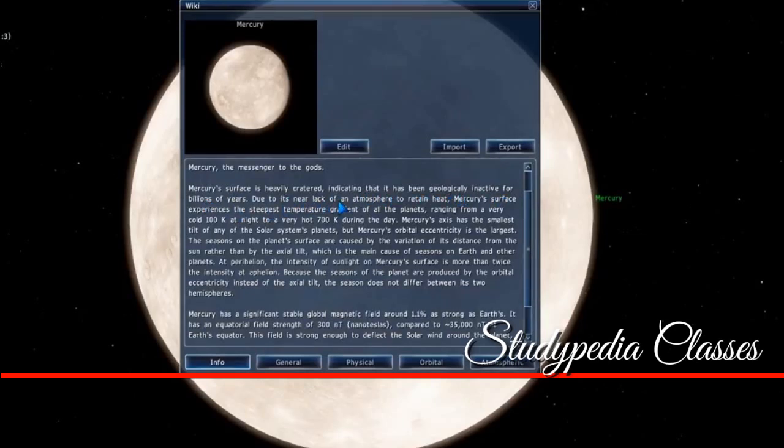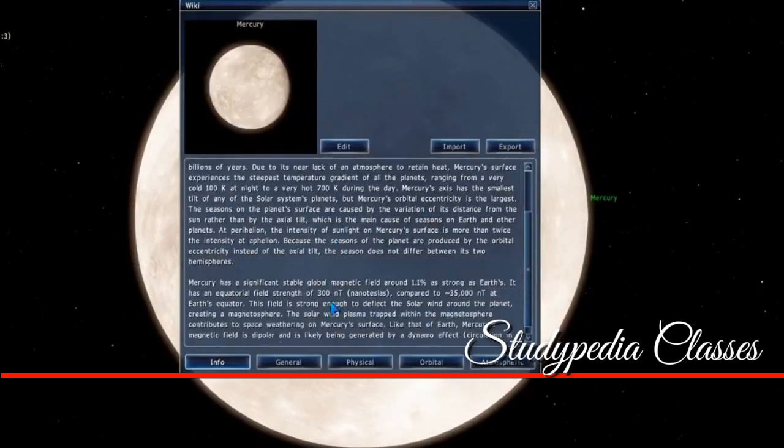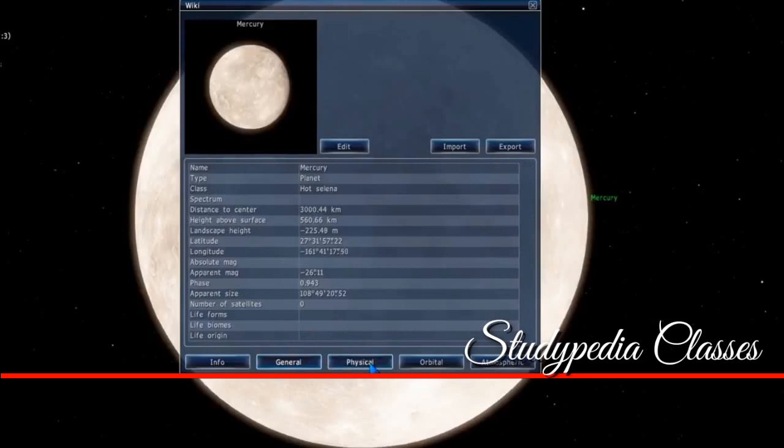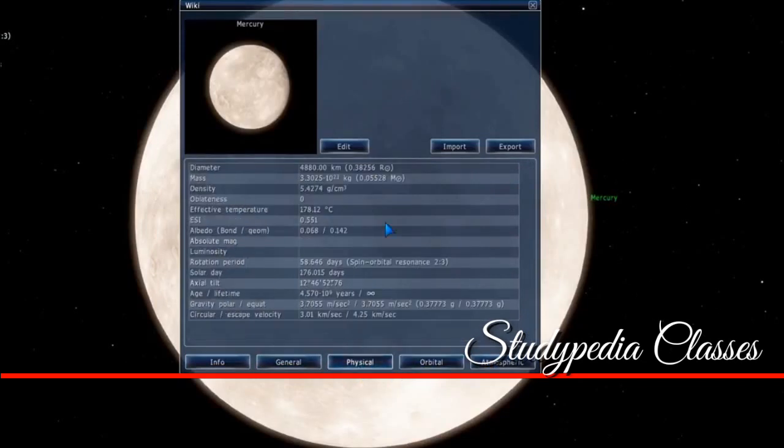Due to its near lack of an atmosphere to retain heat, Mercury's surface experiences the steepest temperature gradient of all the planets, ranging from a very cold 100 kelvins at night to a very hot 700 kelvins during the day. Okay, so there are a few details over here you can see. The significant stable global magnetic field. These are the physical properties: the diameter, the mass, the density, oblateness, effective temperature.